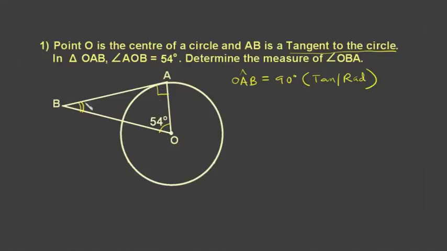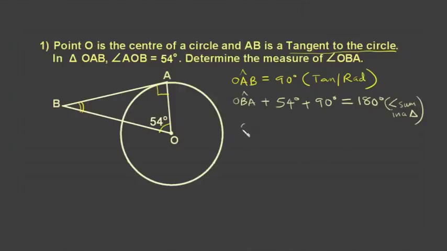Now, in this triangle, we have the measure of this angle is 90 degrees and the measure of this angle is 54 degrees. To find the remaining angle, we just add all the angles. We know the sum of the angles in a triangle is 180 degrees, then we can find the missing angle. So we take this angle here, angle OBA, plus 54 degrees plus 90 degrees, and the sum will be 180 degrees. The reason here is because of the angle sum in a triangle.